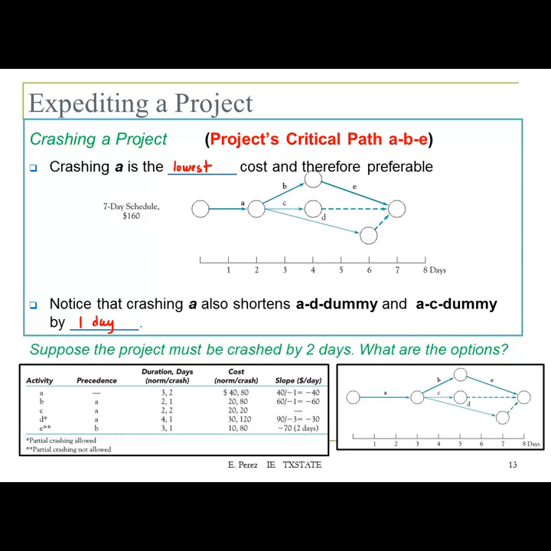But now the next question is, suppose the project must be crashed by 2 days. What are the options? Again, we're going to focus on the critical path. Our critical path again is A, B, and E.